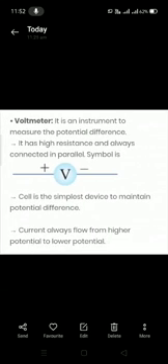Voltmeter is a device which is generally used to measure the potential difference. It has high resistance and is always connected in parallel. Symbol is capital letter V with plus and minus. And a cell is the simplest device to maintain a potential difference. Current always flows from higher potential to lower potential.